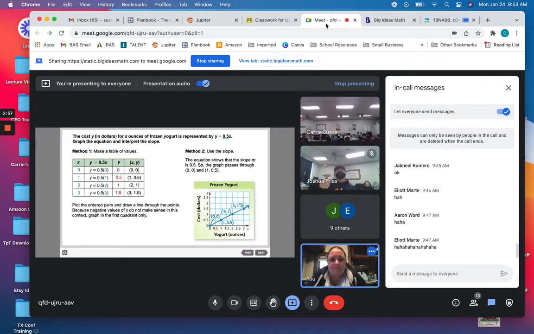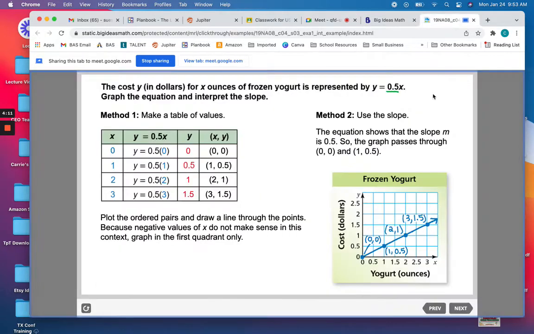Good. Any questions on how we graphed that? No? I can hear you if you guys yell at me. No! Thank you. Alright. So, the last question they asked you was to interpret the slope.